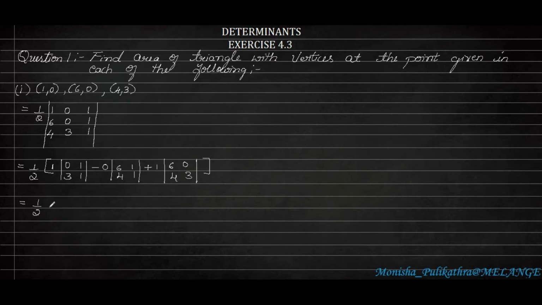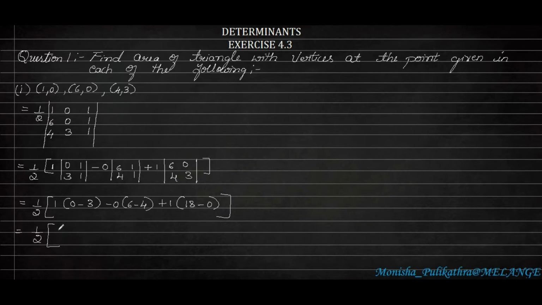So that is half into 1 into, 0 into 1 is 0, minus 3. Next is minus 0 into, 6 ones are 6, minus 4 ones are 4. That is the subtraction of the product of the diagonal elements. First you take the multiplication of one diagonal, next the subtraction, and next the other diagonal. That is the way to find the determinant. So 6 3s are 18, minus 4 into 0 is 0.